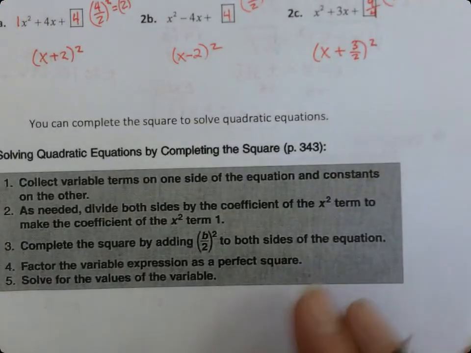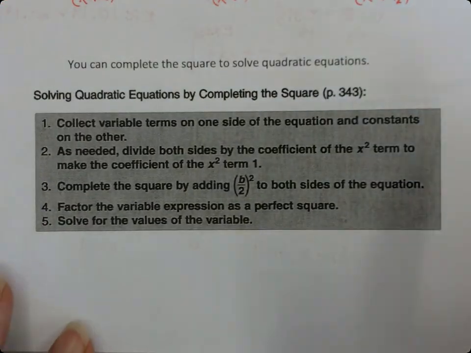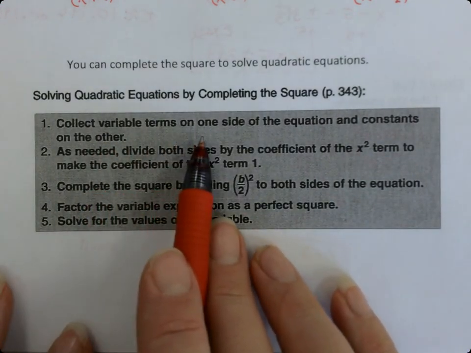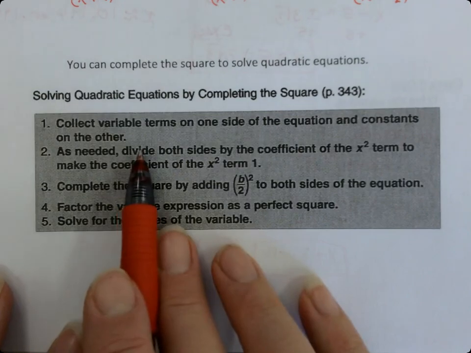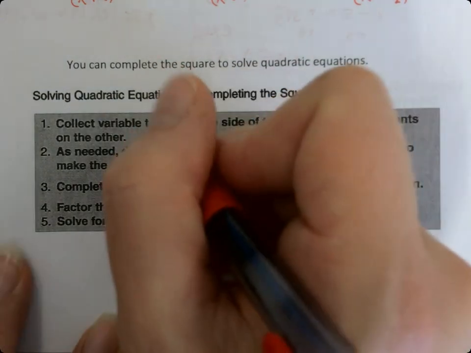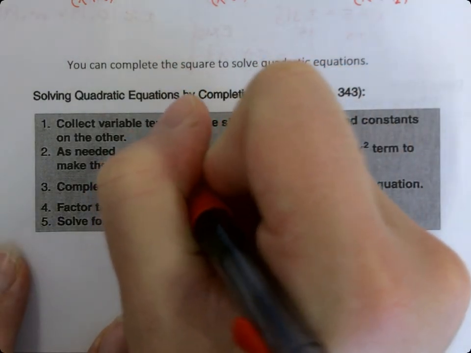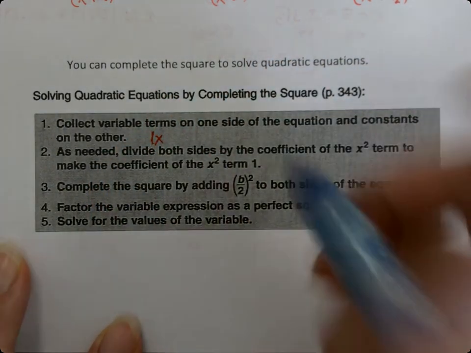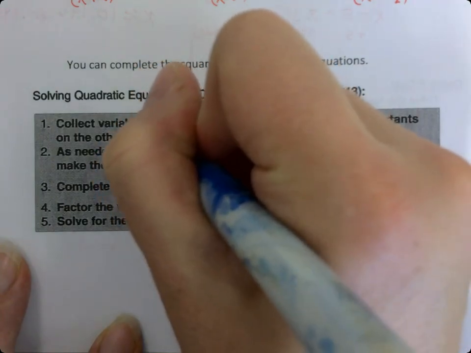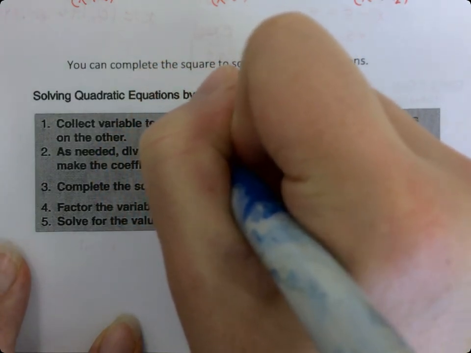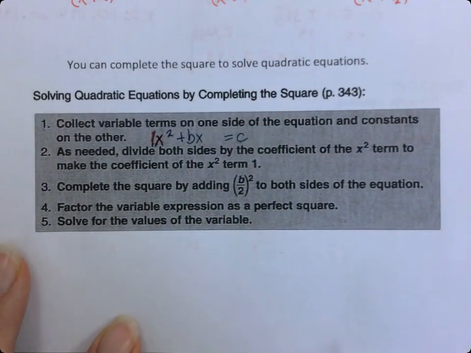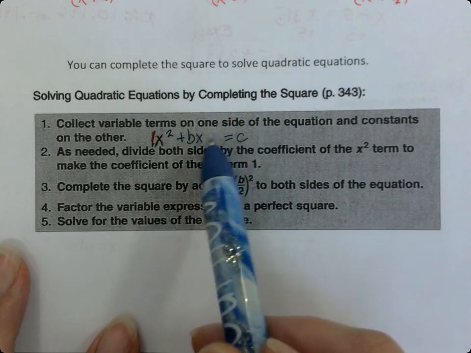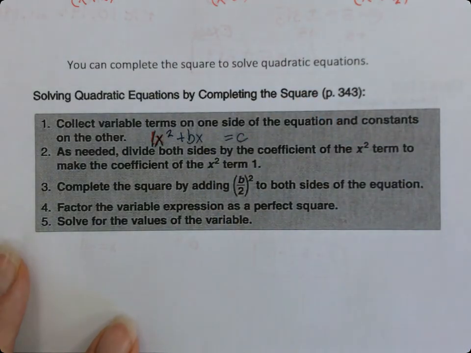Now, here's a quick guide. This isn't going to mean a lot to you, but it will be something you can come back to. The first thing you're going to do is collect the variable terms on one side of the equation and constants on the other. So we're going to start working with equations. So you want it to look like this. You want it to be a 1x squared plus bx equals, and I'm going to call it c, but any number that's a constant, you want to get rid of it because we're going to replace that with our number.